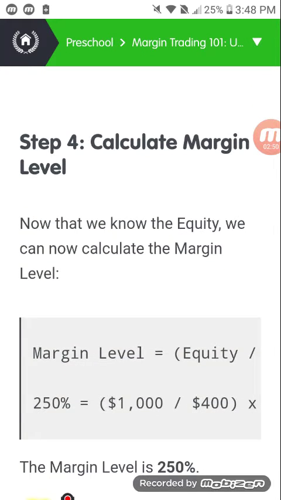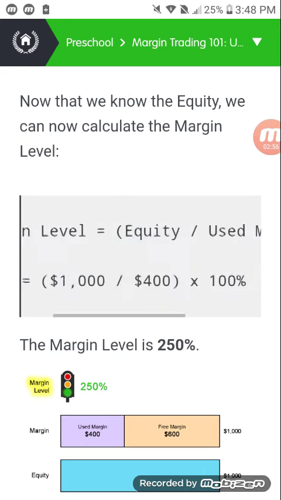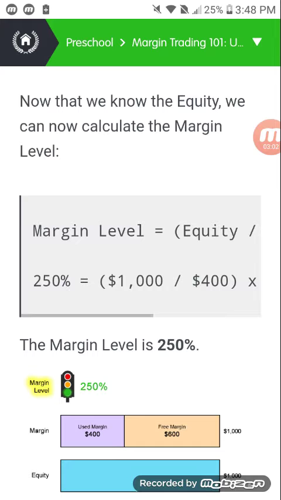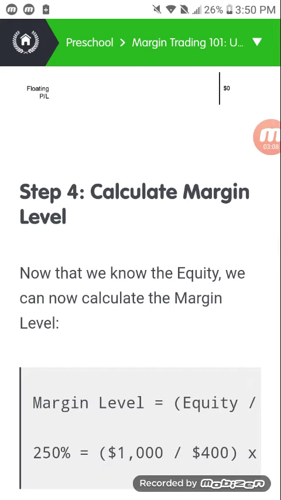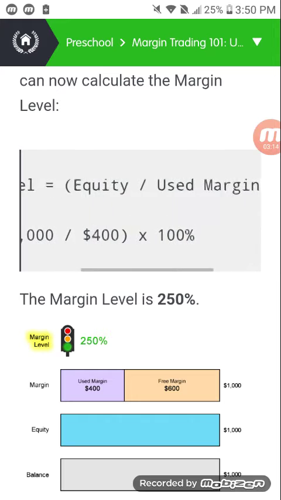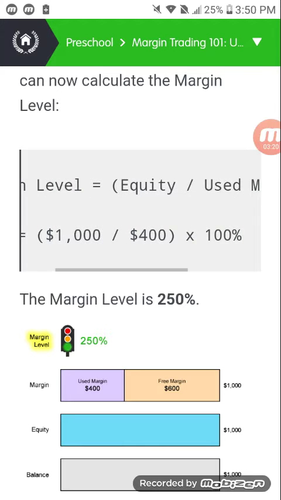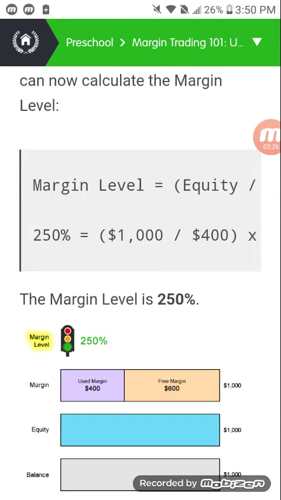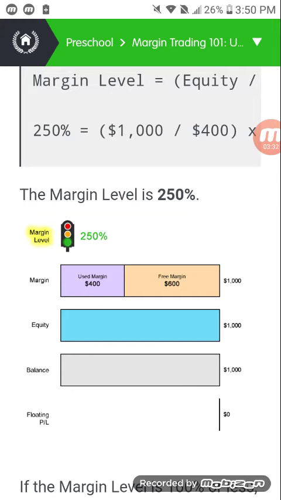So let's calculate your margin level. Now that we know what our equity is, we can calculate the margin level. Your margin level equals your equity divided by your used margin times 100. So 1,000 divided by 400, which is your used margin, times 100 gives you a margin level of 250. So that's 250%. Okay, so that's your margin level.